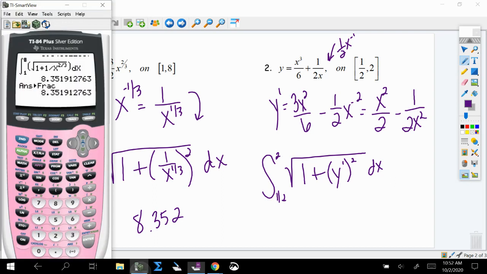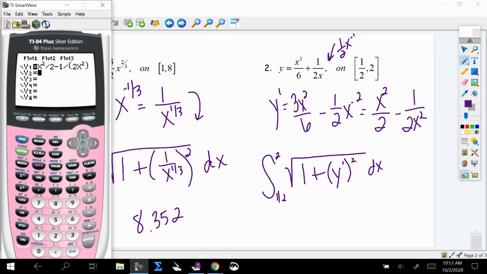So here's the calculator trick that I want to show you. When you have to enter in a complicated function that you need squared, instead of entering it all in at once, one thing that makes life a little easier is if you go to y equals and you type in that messy function that you need to square. So my messy function is x squared divided by 2, and then minus 1 divided by, you want this whole thing to be in the denominator. So I'm going to put 2x squared in parentheses.